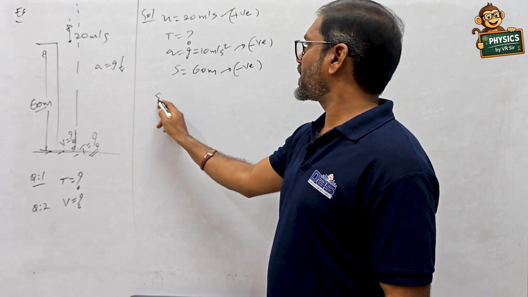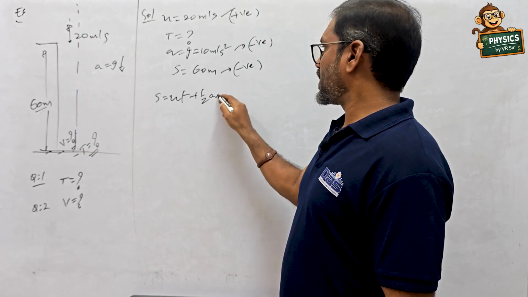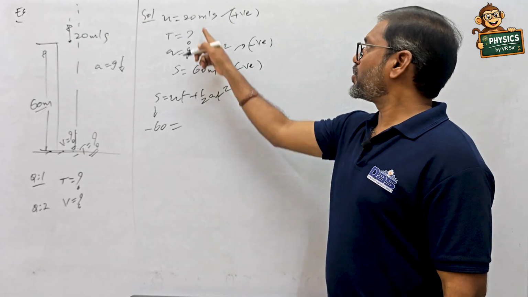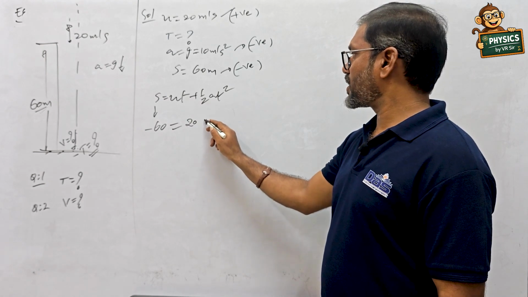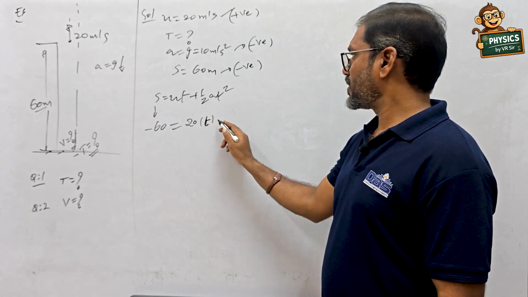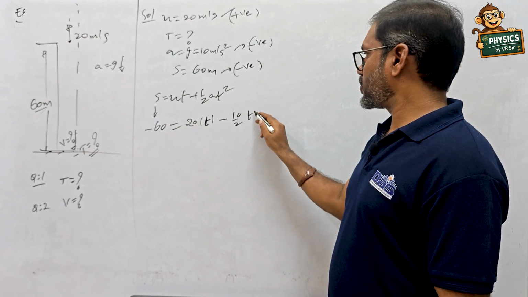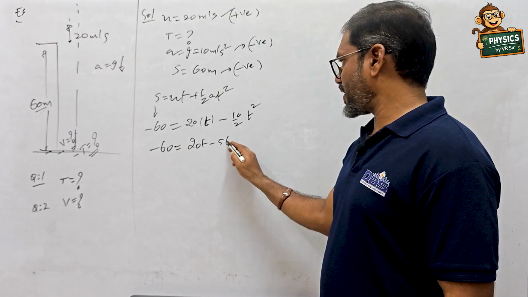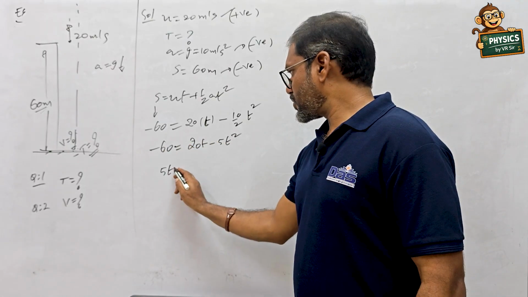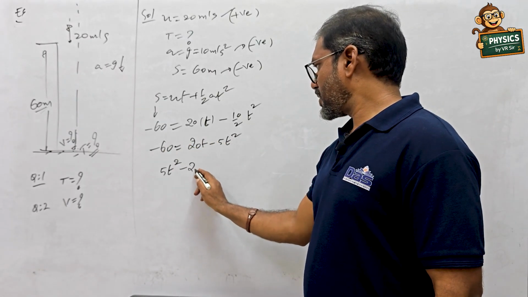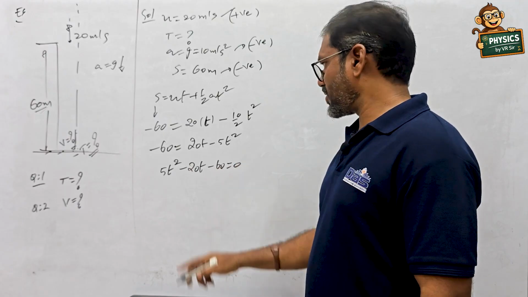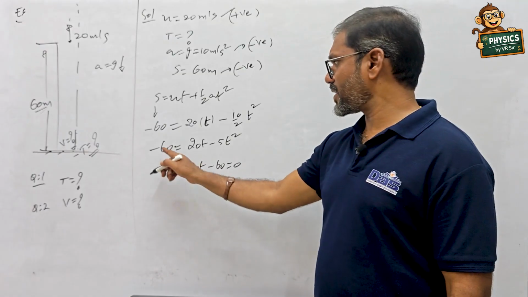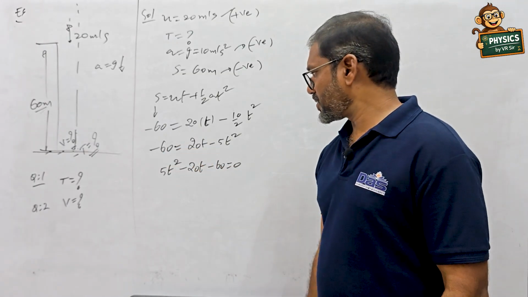Now what is the formula to use? S is equivalent to ut plus half at square, right? Displacement is minus 60, u is 20, and we don't know t, minus 10 by 2 t square. Now minus 60 is equivalent to 20t minus 5t square. Now bring it to the left hand side: 5t square minus 20t minus 60 is equivalent to 0. These two terms we are bringing to the left hand side, so they change sign. Now we are keeping 60 there only.